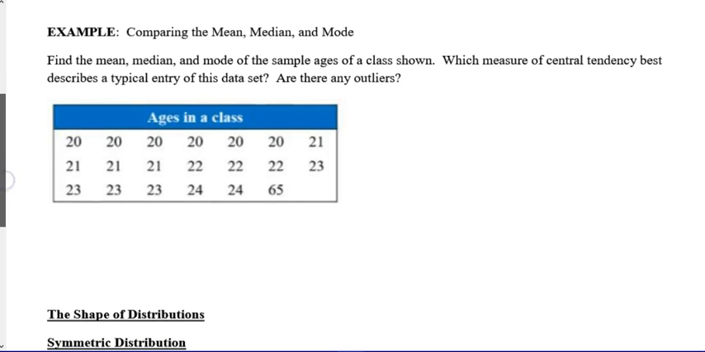So let's look at this. We're going to compare the mean, median, and mode, and see which one would be best, and are there any outliers. Well, you can kind of look at it right now and say, whoop, that one dude is really old compared to everybody else in the class. Okay, you just see that it pops out. But we're going to do the math on it anyway.